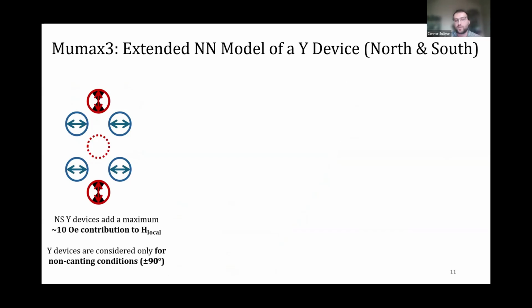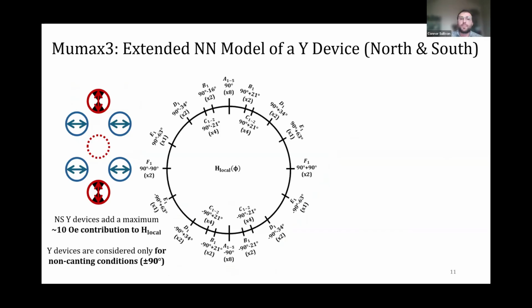We chose the Y devices. We fixed them to plus or minus 90 degrees due to limitations in our calculations. And then we ended up choosing north and south because they have the highest contributions of magnetostatic field. By doing so, we were able to expand the number of canting states, and we were able to observe quite a number of canting states, even from such a simplistic model.